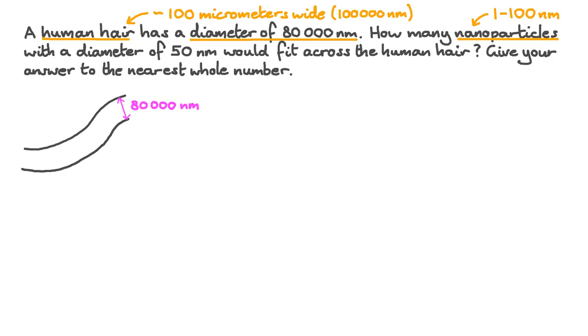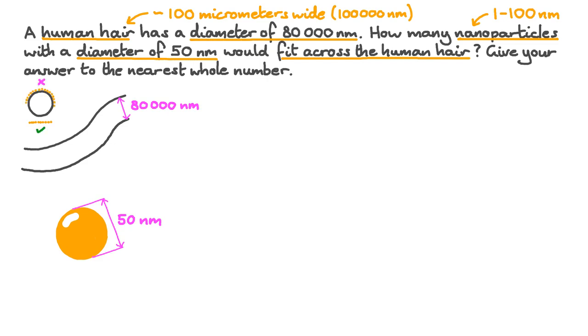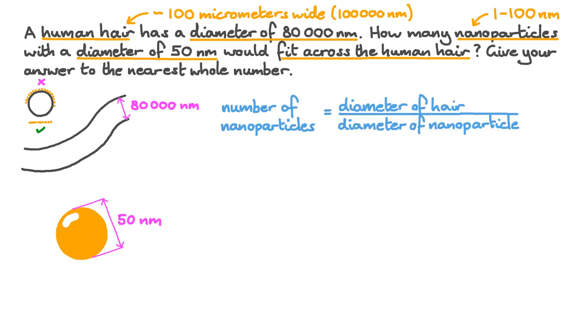Nanoparticles are particles with a diameter of 1 to 100 nanometers. The nanoparticles we'll be using have a diameter of 50 nanometers. I've assumed in this case we're dealing with spherical nanoparticles. Our job is to work out how many of these nanoparticles placed end to end would fit across the human hair. This means we need to work out how many particles in a line are 80,000 nanometers long, and we shouldn't overthink it and place the nanoparticles on the surface of the hair.